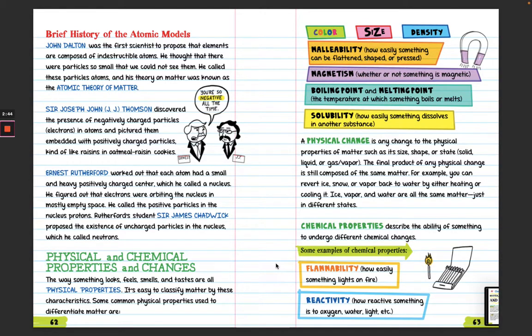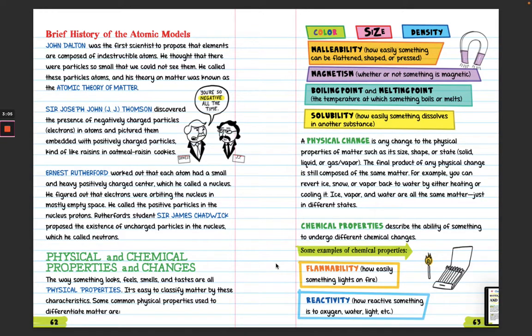A physical change is any change to the physical properties of matter, such as its size, shape, or state, solid, liquid, or gas, or vapor. The final product of any physical change is still composed of the same matter. For example, you can revert ice, snow, or vapor back to water by either heating or cooling it. Ice, vapor, and water are all the same matter, just in different states.